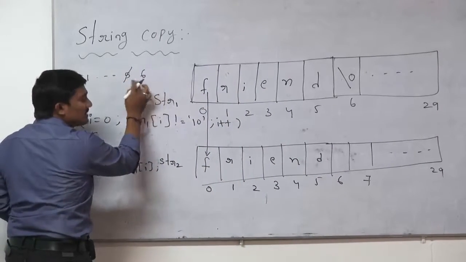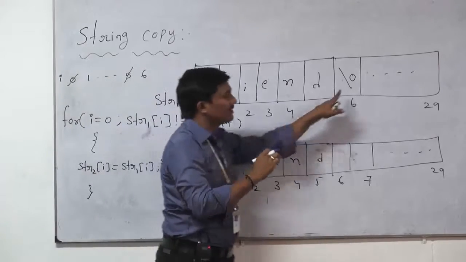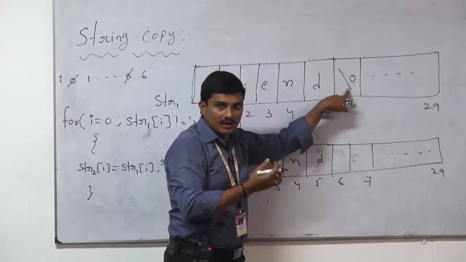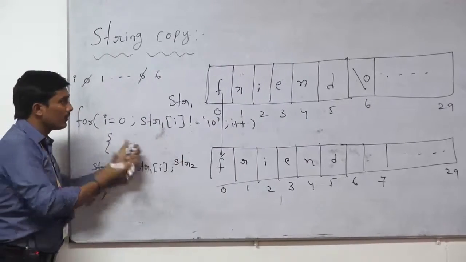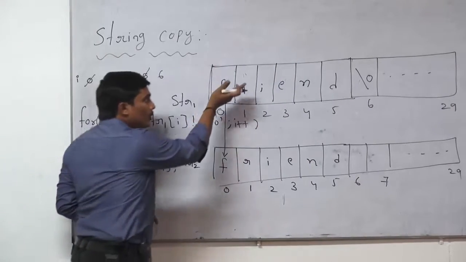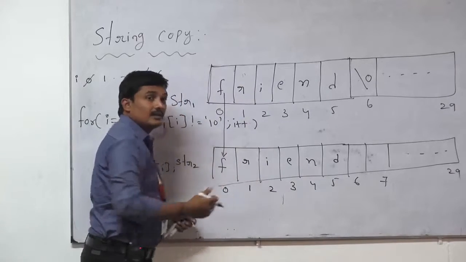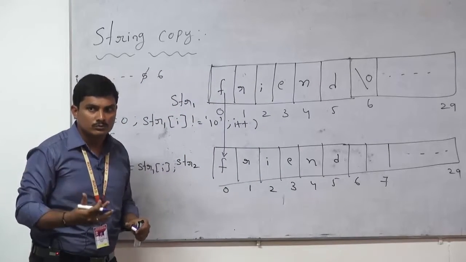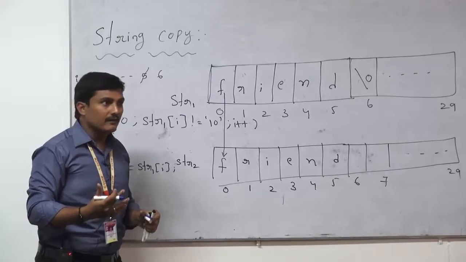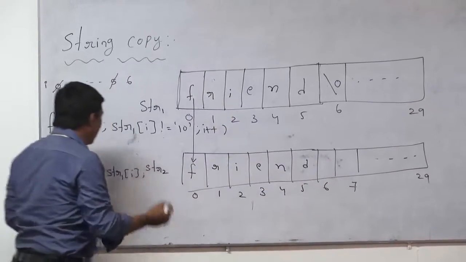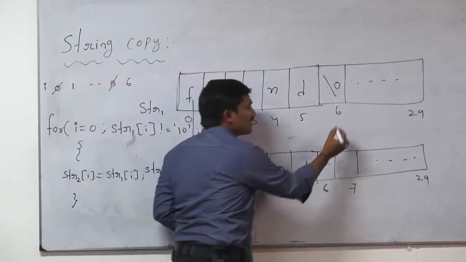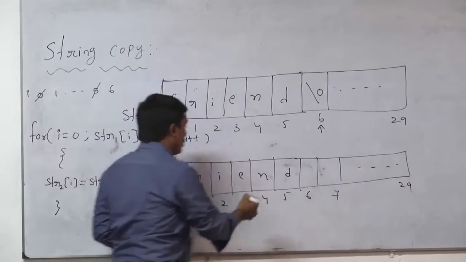When I reaches 6, what is the str1 of 6? Null or not null? Null. Null not equals to null: true or false? False. So your process is stopped. Total data is copied. But still, whatever we want to do, add a null character as per the string property. So at last, your I is pointing to which location now? The 6th location.